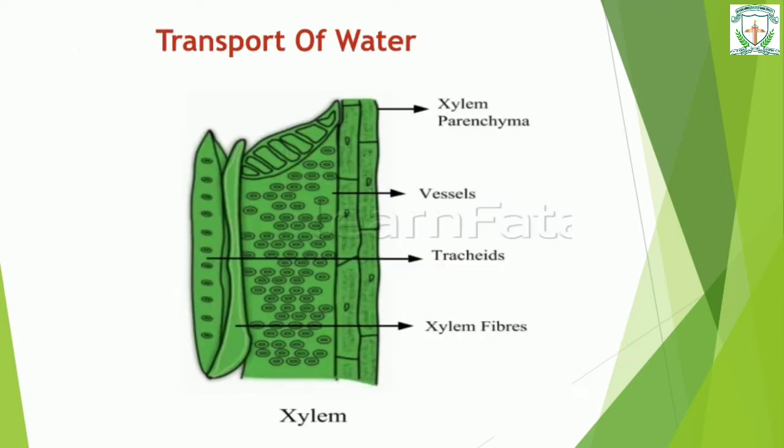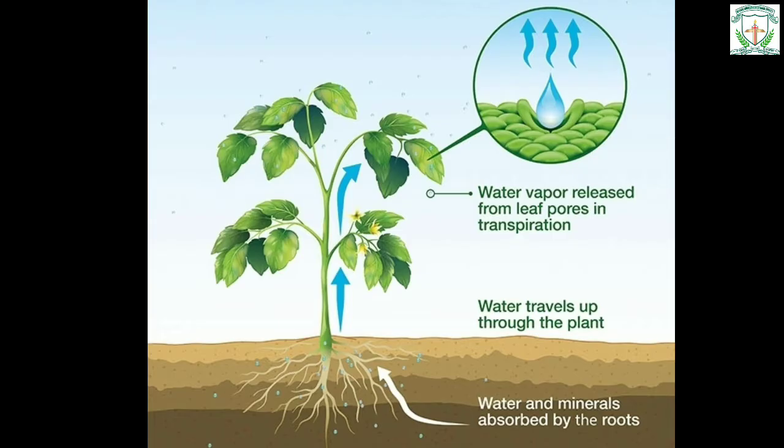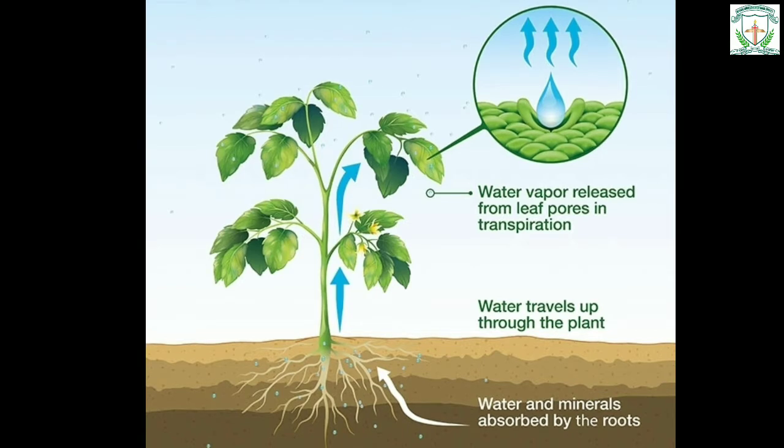Transport of water. Xylem is water conducting tissue. Xylem is made up of 4 kinds of cells: tracheids, vessels, xylem parenchyma, and xylem fibers. It involves 3 interconnected processes. 1. Absorption of water and minerals. The water and minerals are absorbed by plants from the soil through the root hairs and root apex.